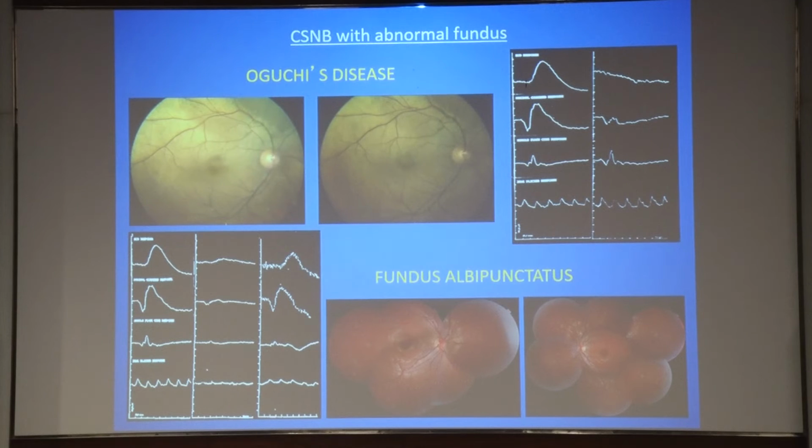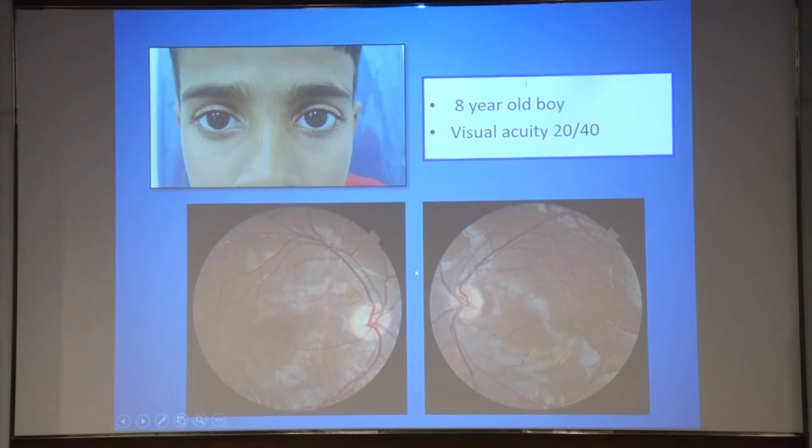In CSNB with an abnormal fundus, Oguchi's disease and fundus albipunctatus, I have put these photographs because they are not very abnormal. You need to know what that slight green sheen looks like in Oguchi's disease, and in albipunctatus, the spots are in the mid periphery, so not the posterior pole which we are used to looking at in smaller children. The posterior pole is usually spared, and you have these tiny flecks reaching from the mid periphery to the periphery, which need to really be looked for.